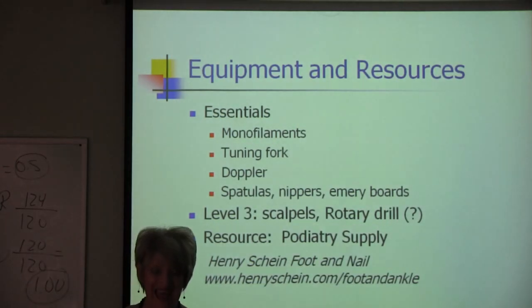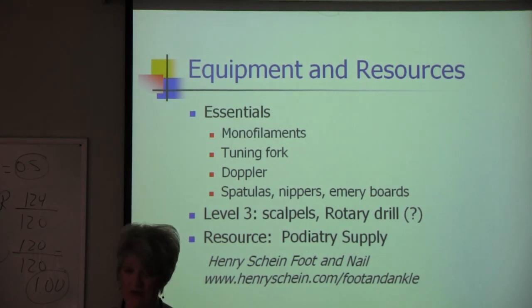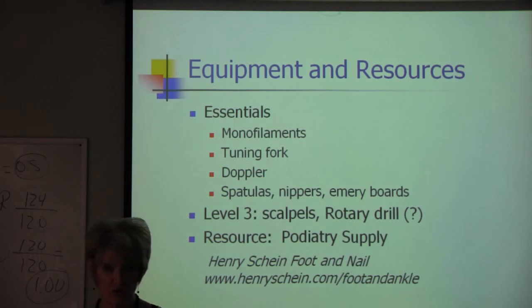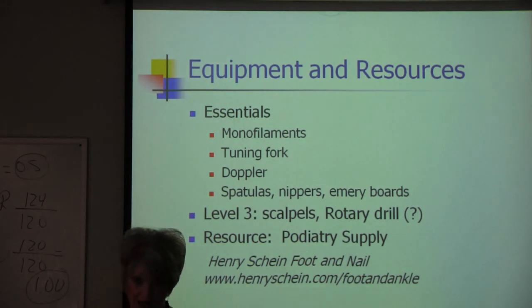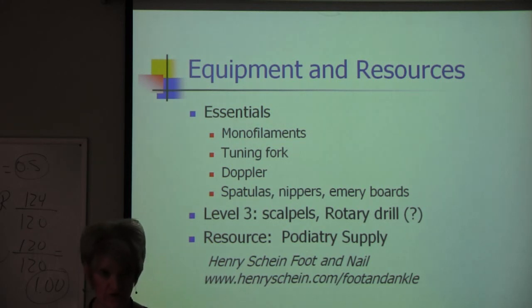What do you have to have in your toolkit to be able to do foot and nail care? Well, I think we've gone over it. The essentials are your monofilaments. You can literally go online and look those up and see where you can get them for the least cost. Tuning fork, 128 cycles per second is the tuning fork you want. Very helpful to have. A Doppler to do ABIs, unless you're going to refer them to vascular or send them to a vascular lab. That's your other option.